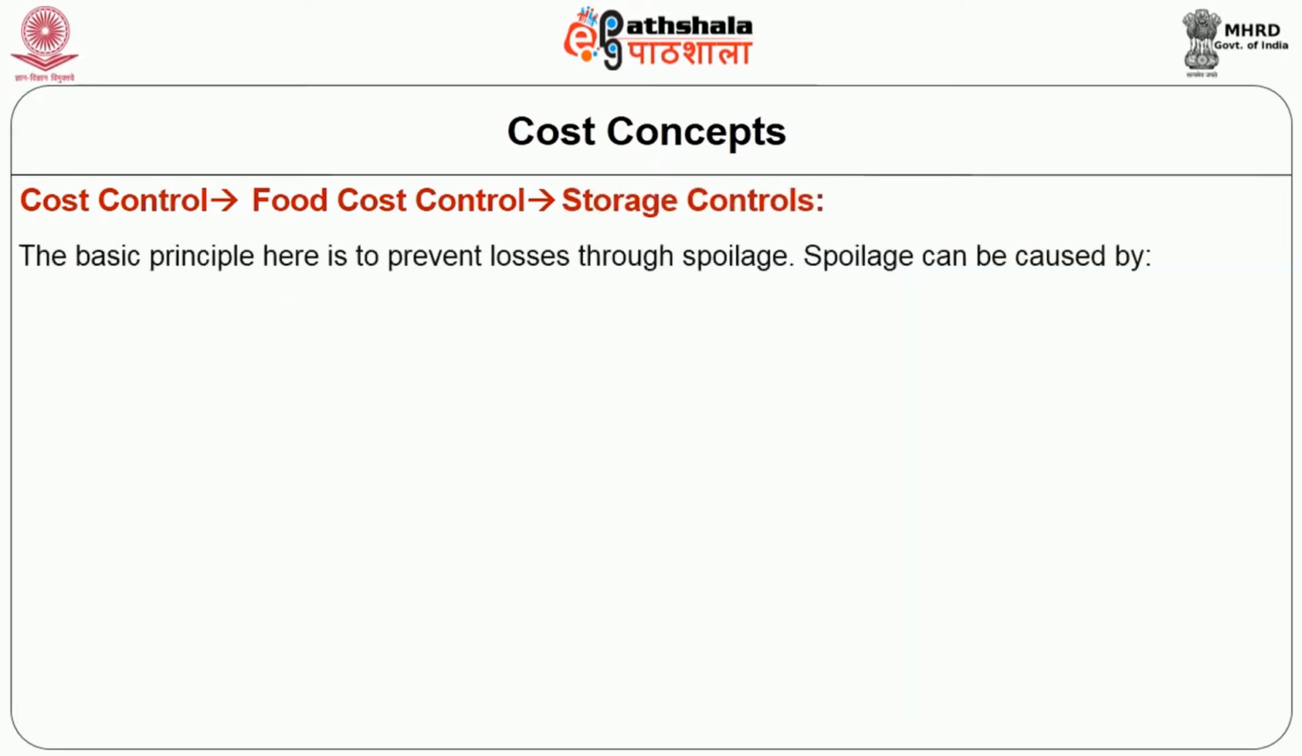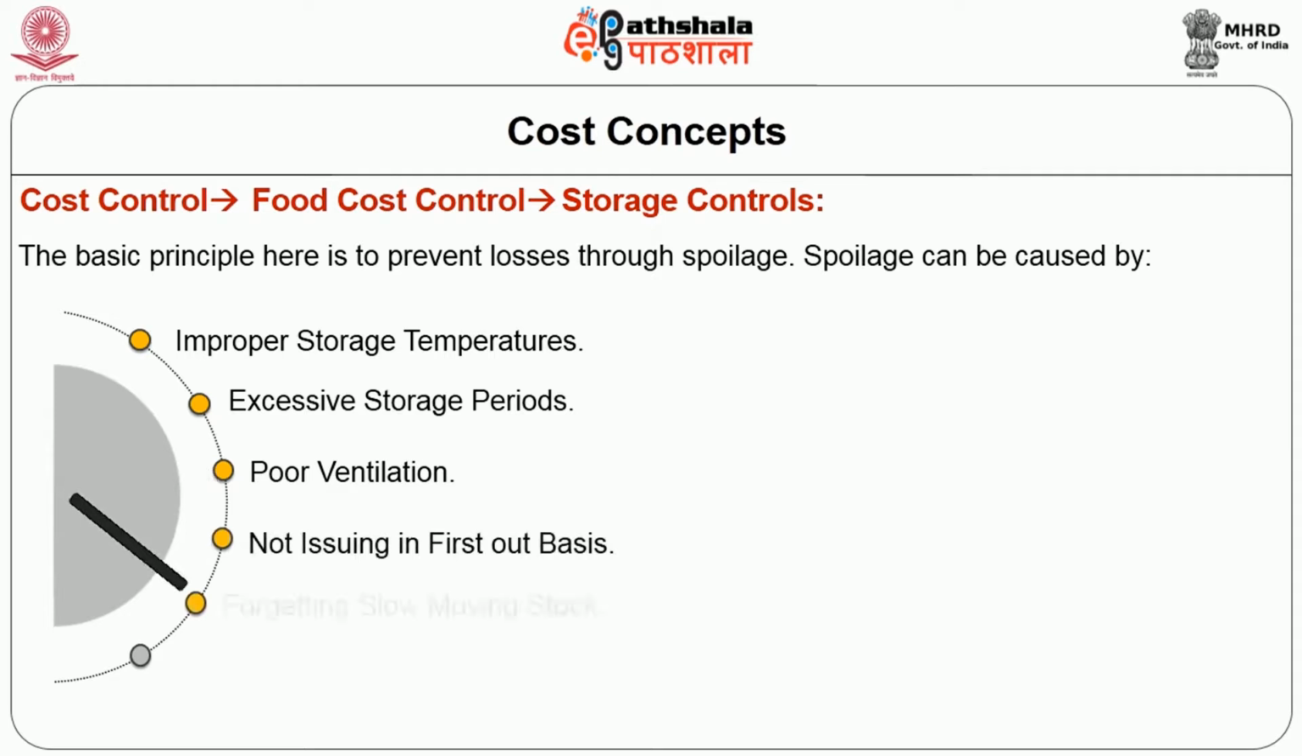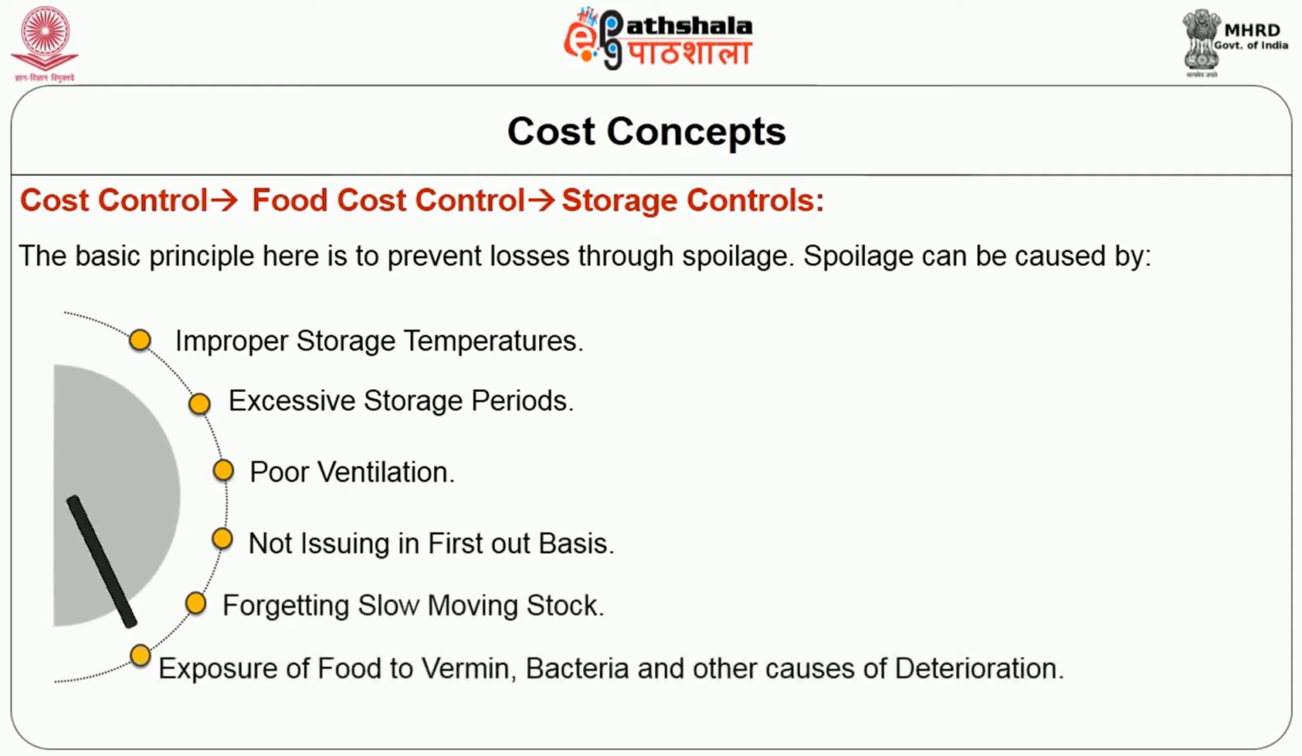Next is storage controls. The basic principle here is to prevent losses through spoilage or pilferage. Spoilage can be caused by improper storage temperatures, excessive storage periods, poor ventilation, not issuing on a first in first out basis, forgetting slow moving stock, and exposure of food to vermin, bacteria and other causes of deterioration.